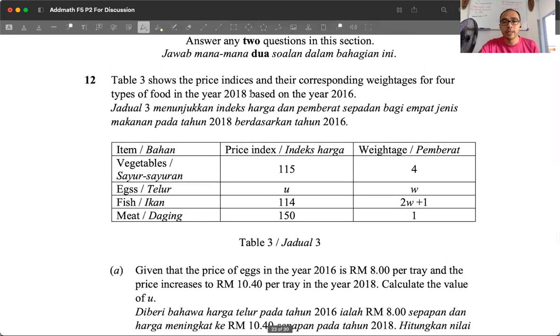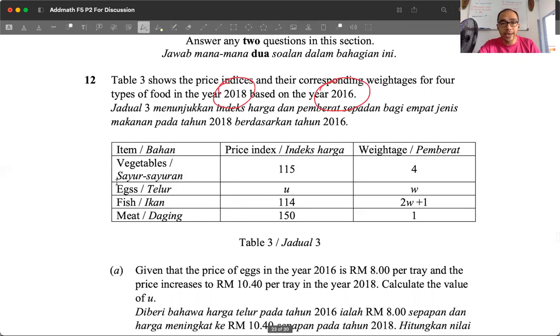Table 3 shows the price indices. Okay, this is the price index. That's why you don't see any RM. Okay, and the weightage. Okay, so it's always good to know the weightage is like this. Okay, for the year 2018 based on the year 2016. Okay, always make it a good habit. Always make it a good starting habit to identify the base year. The base year is very important. Okay, when you know the base year, then everything else will come a little bit easier.